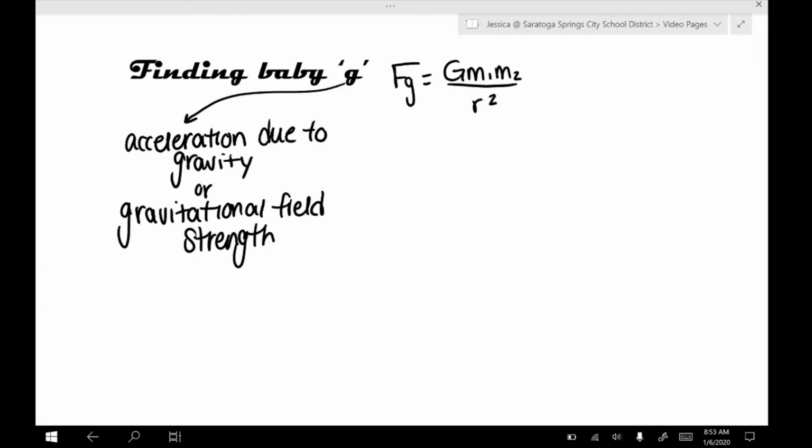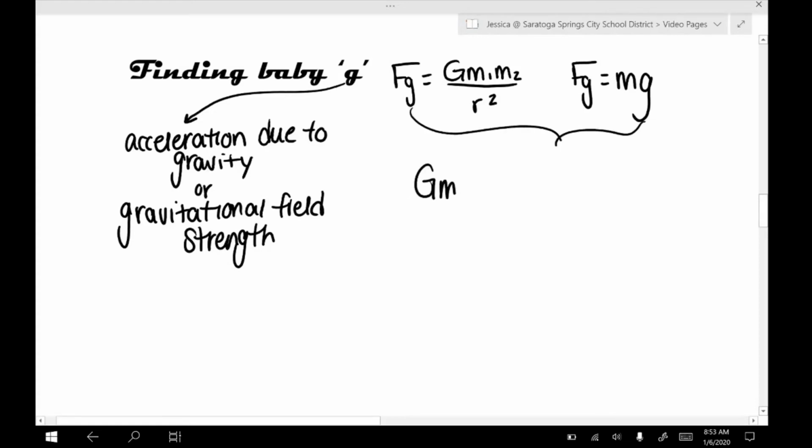So the way we might find the acceleration due to gravity or the gravitational field strength is keeping in mind that the two force of gravity equations that we have are the same force of gravity. It's just one we use when we don't know g. So I can set these two equations equal to each other. And I'm going to replace the mass m1 and mass 2 with mass object, mass planet over r, keeping in mind that r is the distance, over g.